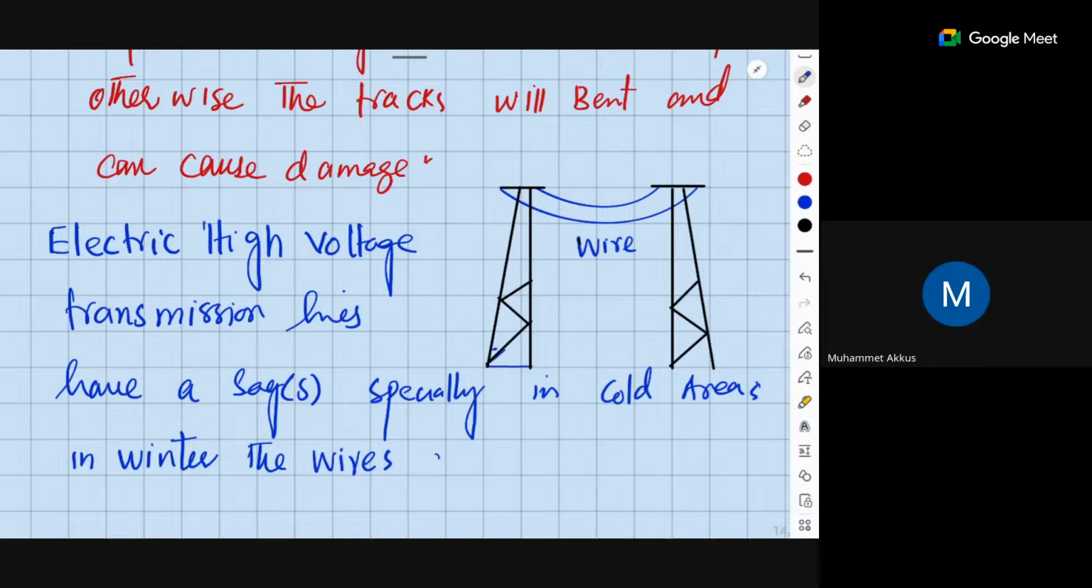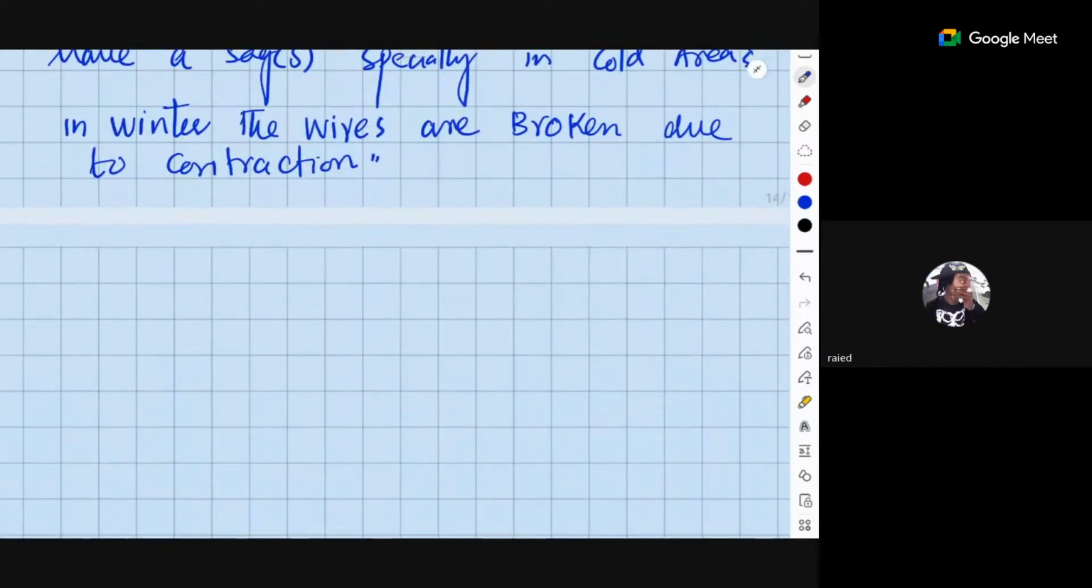You got the point? Wires are broken due to contraction. Is it clear to everyone? Yes, sir. Okay. So we keep them a little loose, we keep a space for them to get a little bit of contraction. Then the third is the riveting.